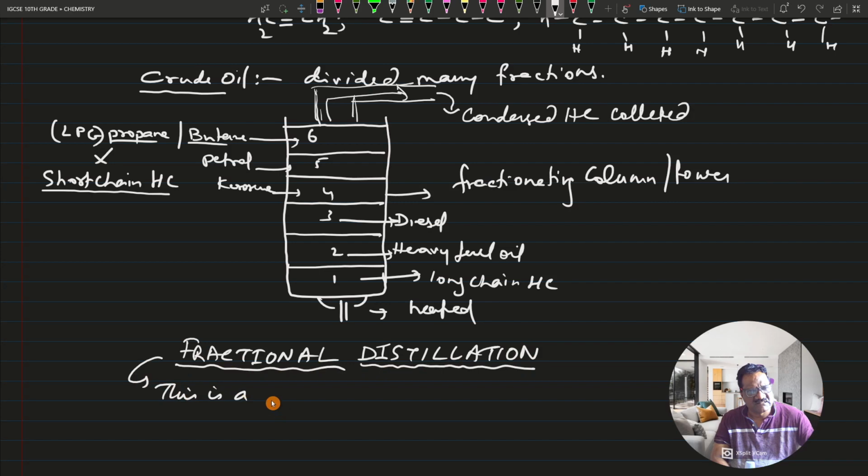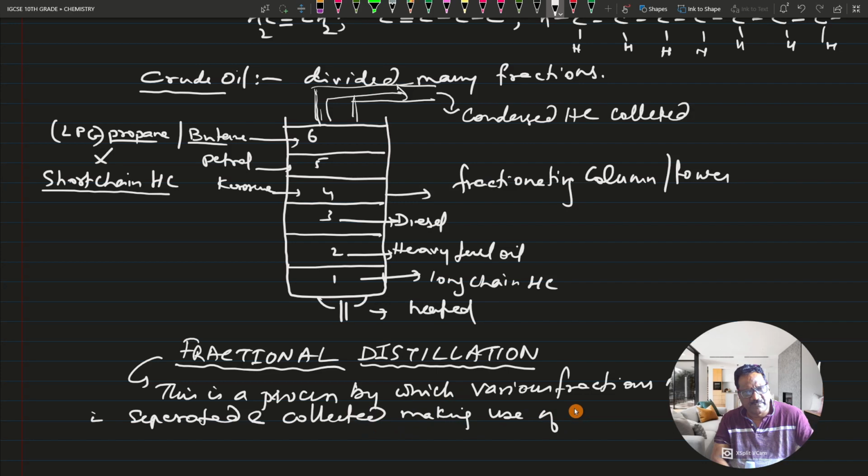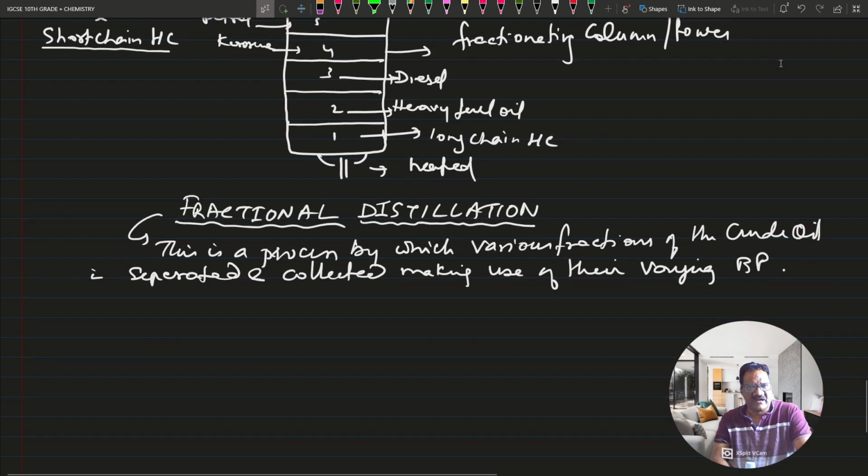So if somebody asks you what is fractional distillation, fractional distillation is a process by which various fractions of the crude oil are separated and collected, making use of their varying boiling points. Is that clear? Okay.